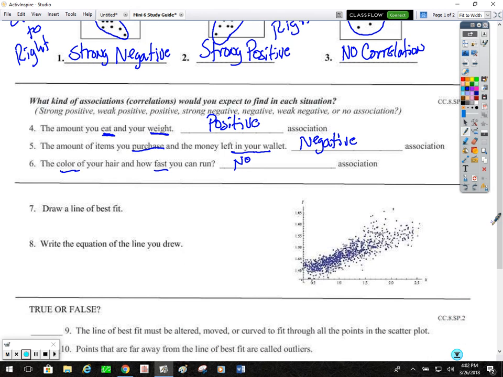Okay. So just remember, as one goes up, the other one goes up. It's positive. So both of them are going in the same direction. One goes up, one comes down. That's negative. And then when neither one of them can really tell you what's going on, that's no association.